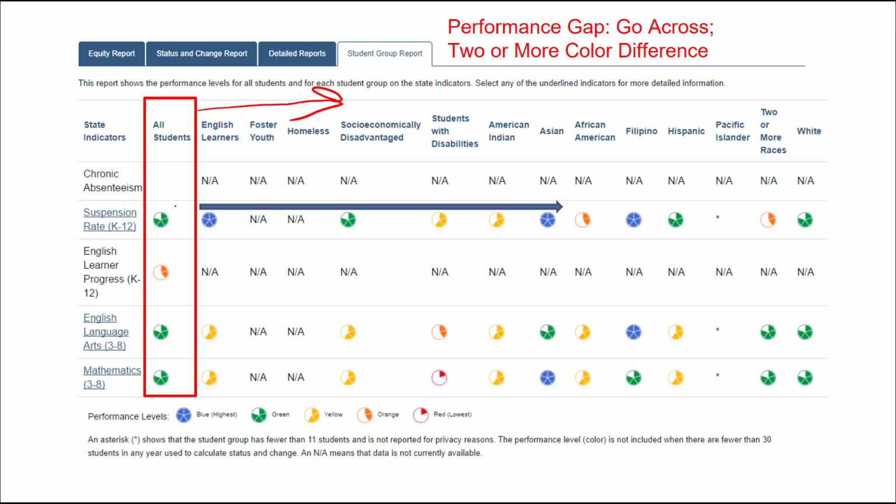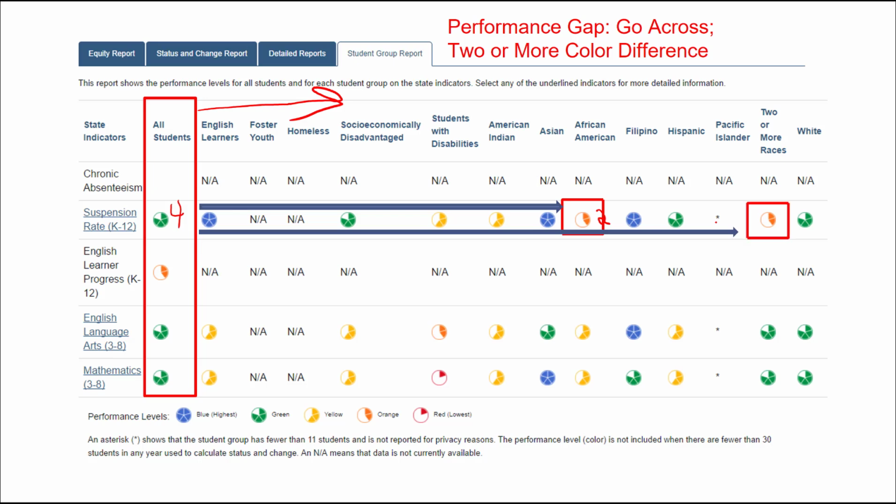So right here you have green, which has like 4 slices of the pie shaded, and then you come over here, here's an orange that has 2 slices of that pie shaded, so that's a performance gap. And then if you continue to look across, you can see another performance gap with 2 or more races. So even though suspension rate is great for all students, this is where we have some performance gaps.